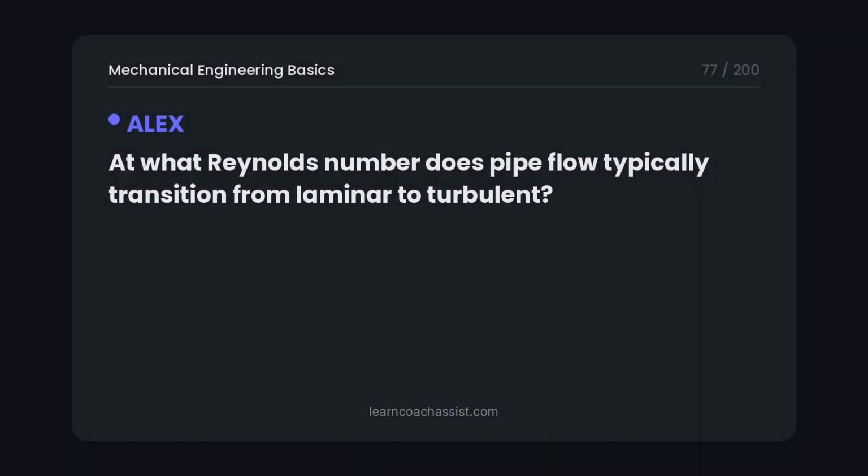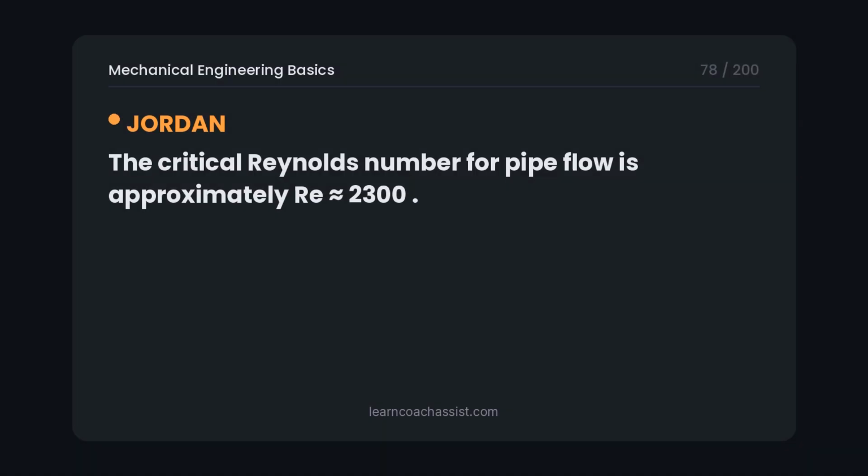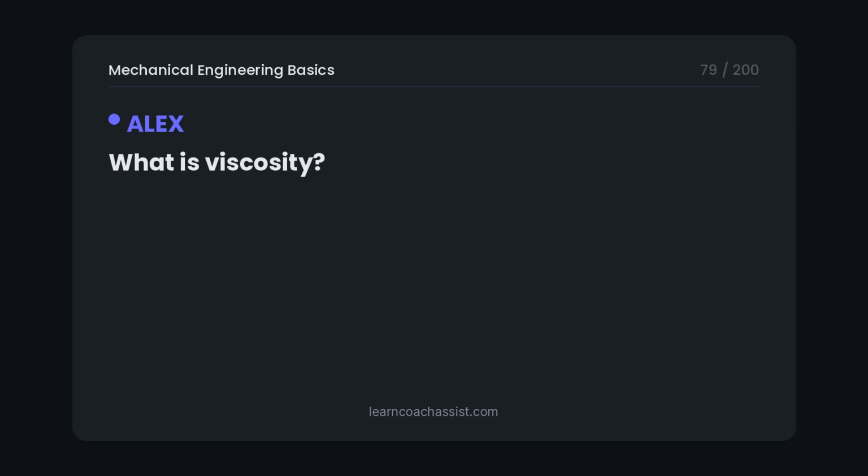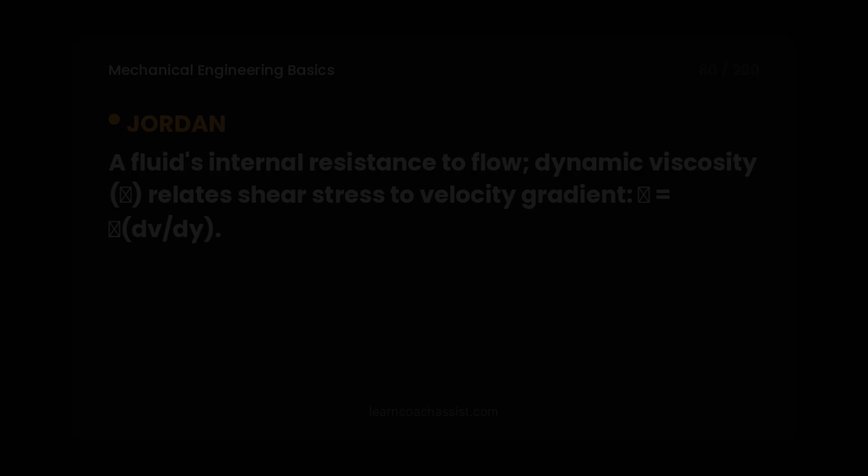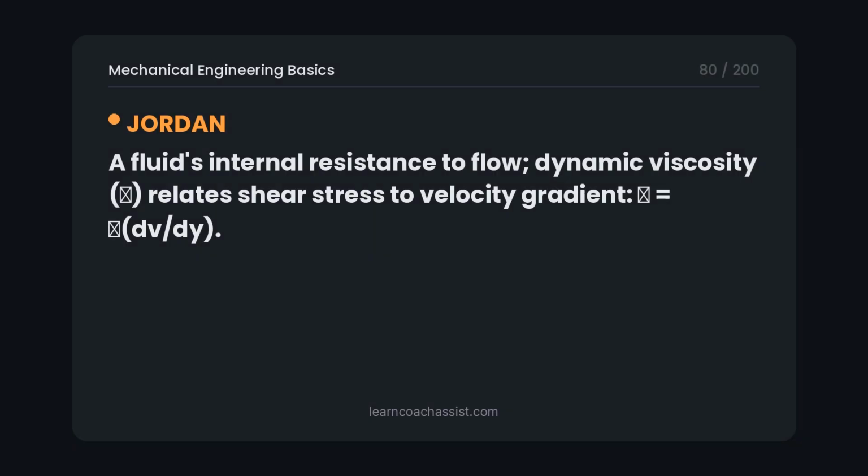At what Reynolds number does pipe flow typically transition from laminar to turbulent? The critical Reynolds number for pipe flow is approximately 2300. What is viscosity? A fluid's internal resistance to flow. Dynamic viscosity, mu, relates shear stress to velocity gradient, tau equals mu dv/dy.